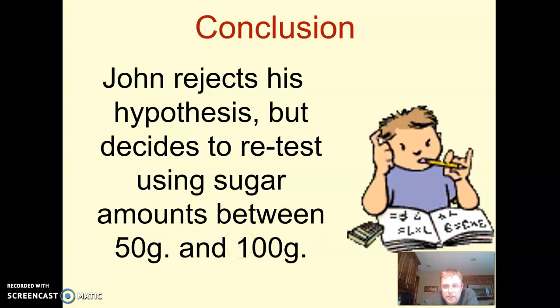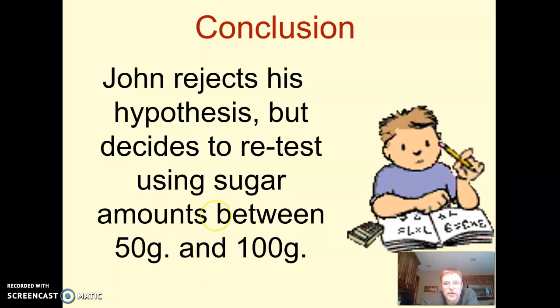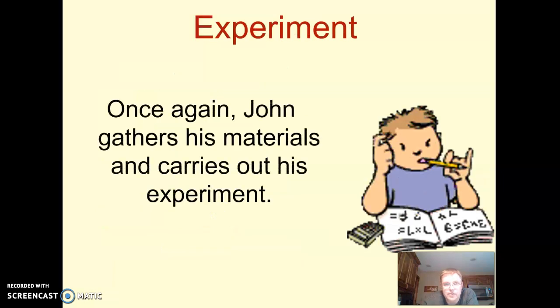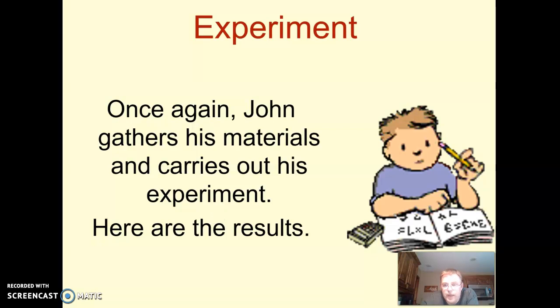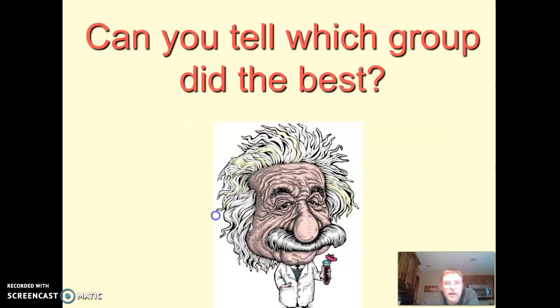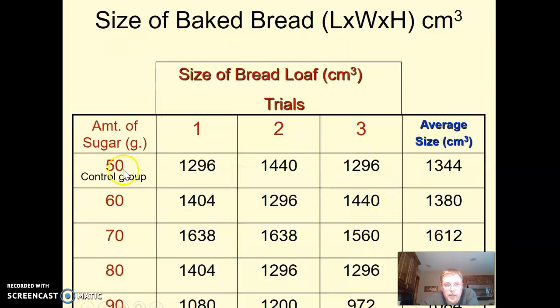He's going to specifically test between 50 and 100 to see if maybe there's some amount between those that could do even better. So again, he redoes the whole experiment, but now he's focusing between 50 and 100. And here are his results. Again, 3 trials, 1, 2, 3, of each of our amounts of sugar. Take our individual trials, average the results, and which one's the best?